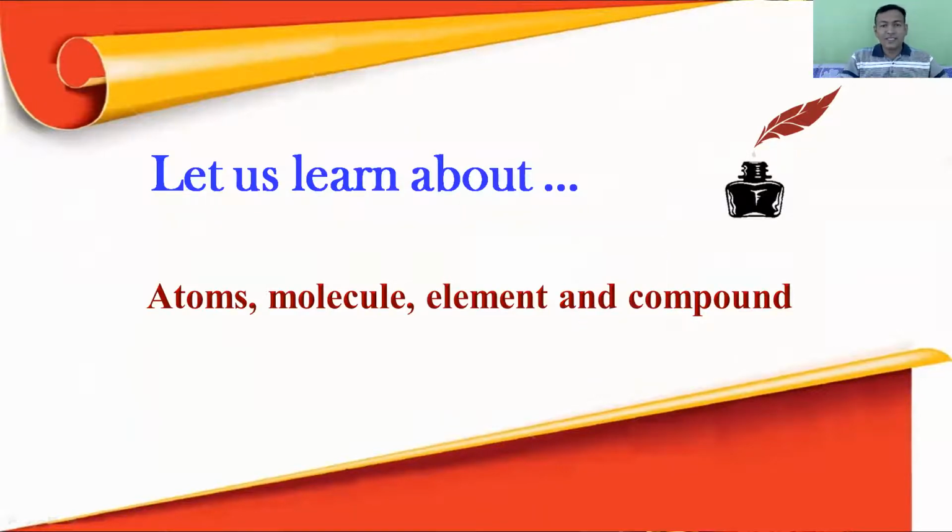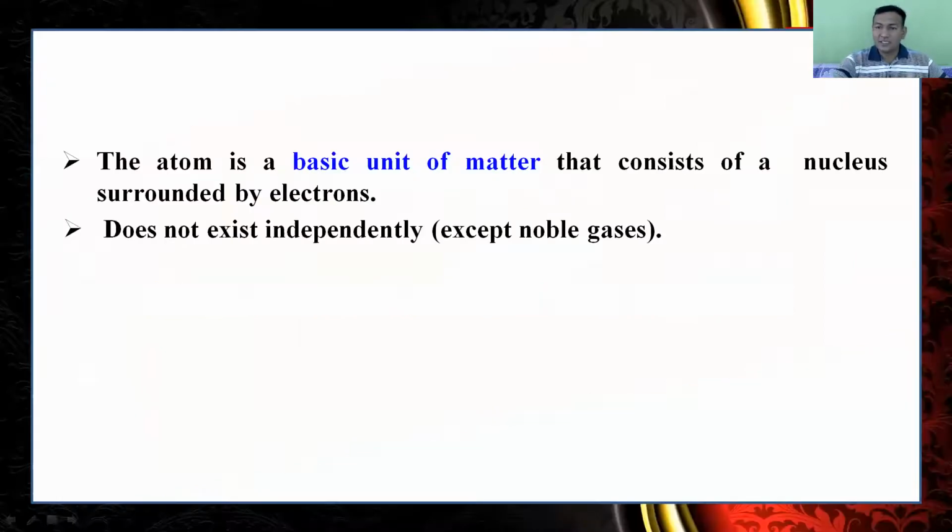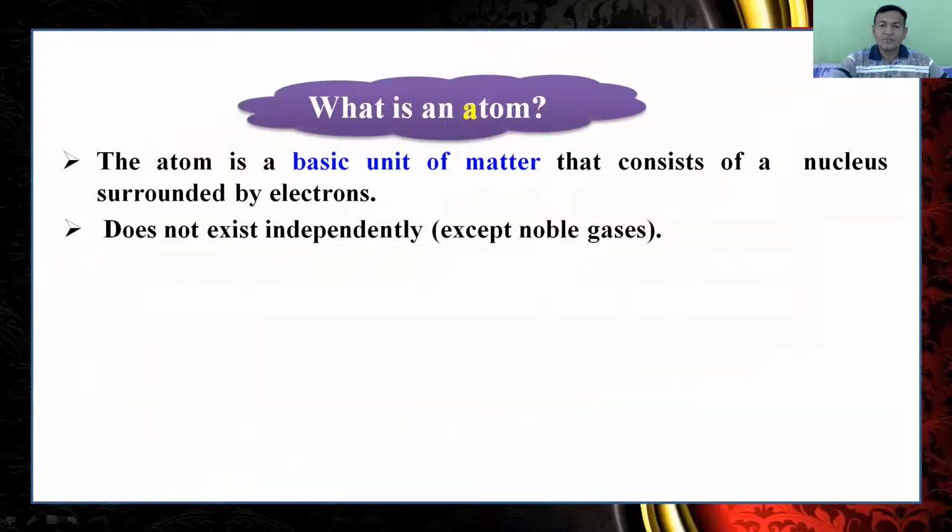Okay, so let us learn about atoms, molecule, element and compound. So what is the basic difference in atoms, molecule, elements and compounds? So what is meant by an atom? So atom is a basic unit of matter that consists of a nucleus surrounded by electrons. It does not exist independently except noble gases.